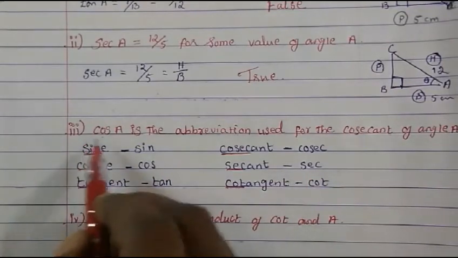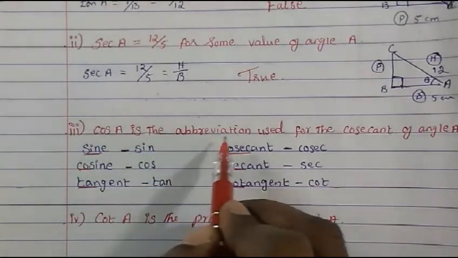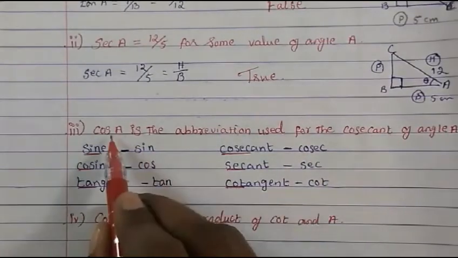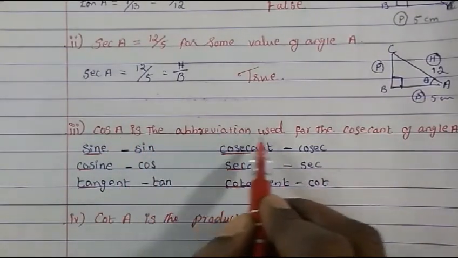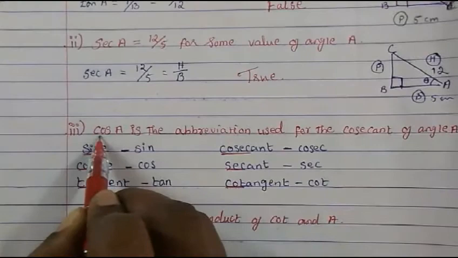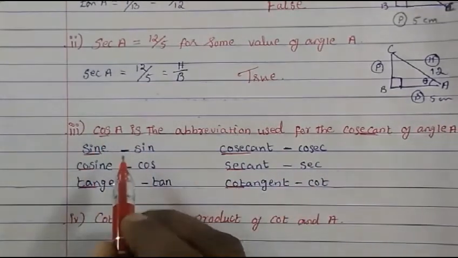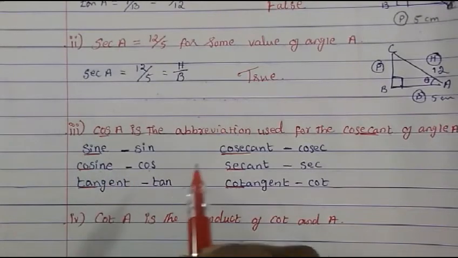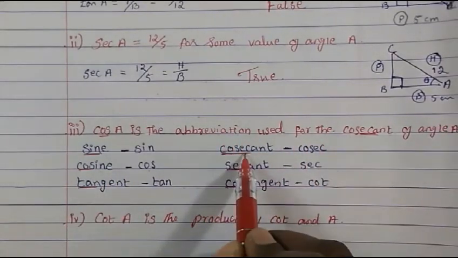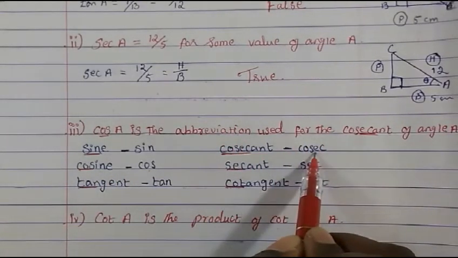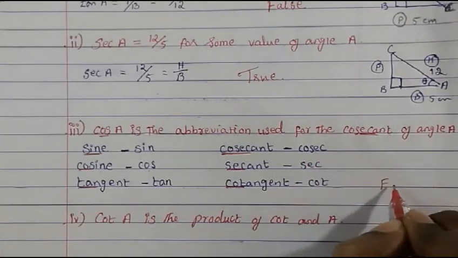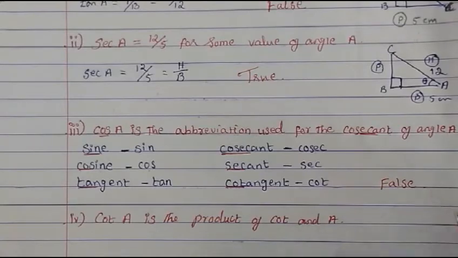Okay, so now it is said cos A is the abbreviation used for the cosecant of angle A. So that means, is cos the abbreviation for the cosecant? Can cos be cosecant? See, cos is cosine, and cosecant is cosec. So for this the answer is false.